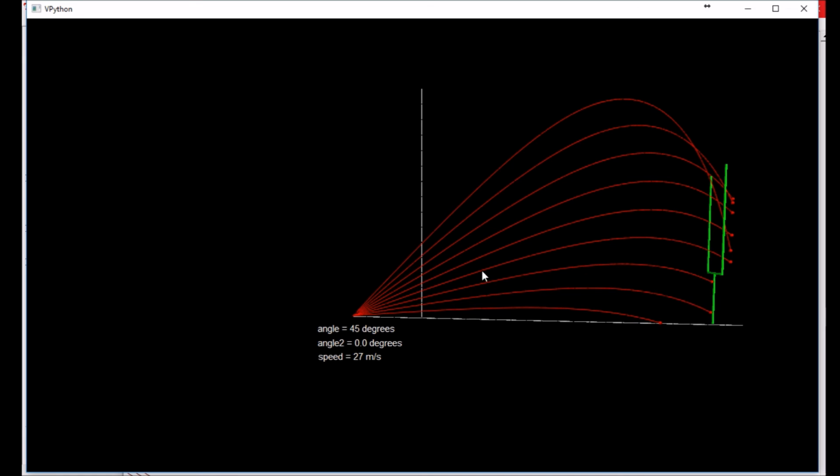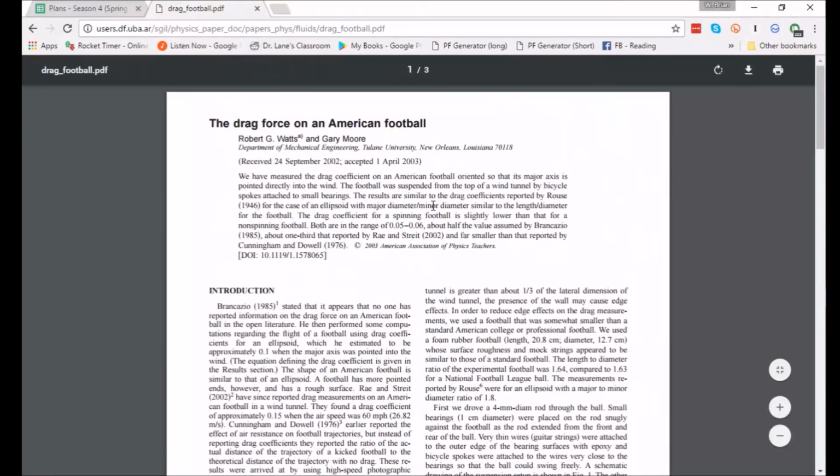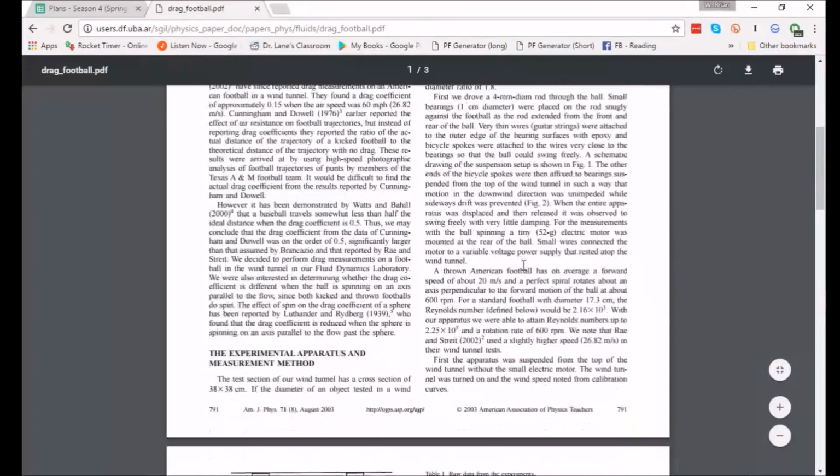In fact, let me take just a break. Let me look up, see if I can find the drag coefficient of a football. Alright, so according to this paper that I just found, the drag coefficient of a football is around 0.05 to 0.06, depending on whether it's spinning or not spinning. So when the thing spins, that's going to affect the drag coefficient, but also if it's tumbling, then that's going to change the surface area.